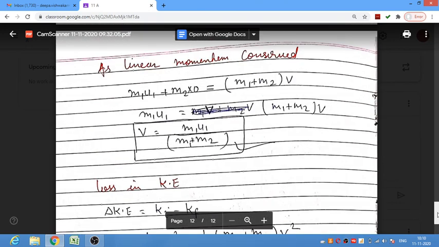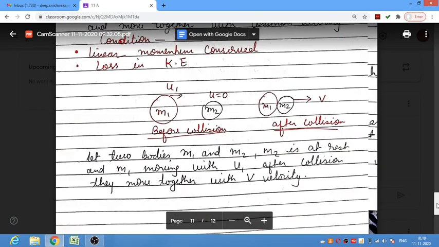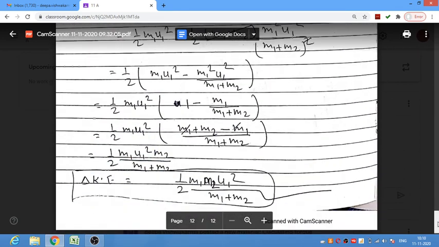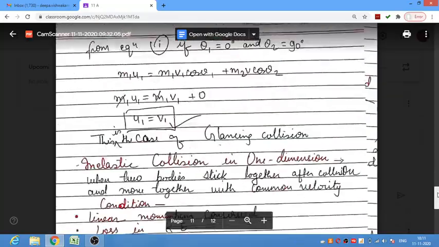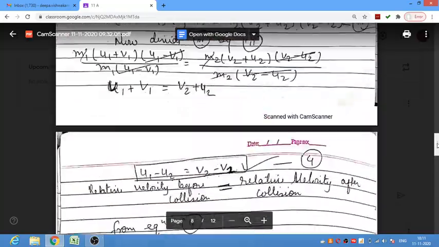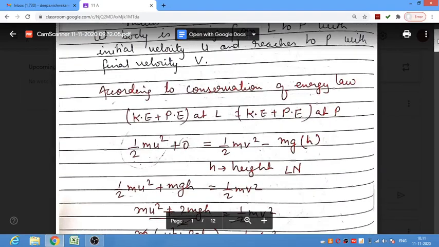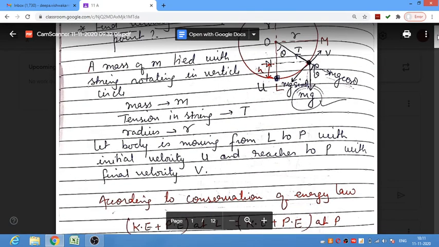So this is the case of the inelastic collision. In this case we can find the final velocity when both masses stick together and move with the common velocity, and we can also find the loss in kinetic energy. In this chapter the syllabus is only till this topic. Now this chapter has been completed. You can do the problems of this chapter. So that's all for this chapter. We will study the next topic later. Thank you. That's all for today.